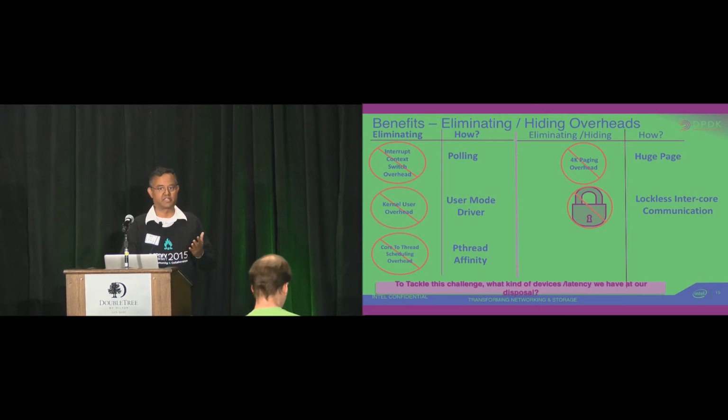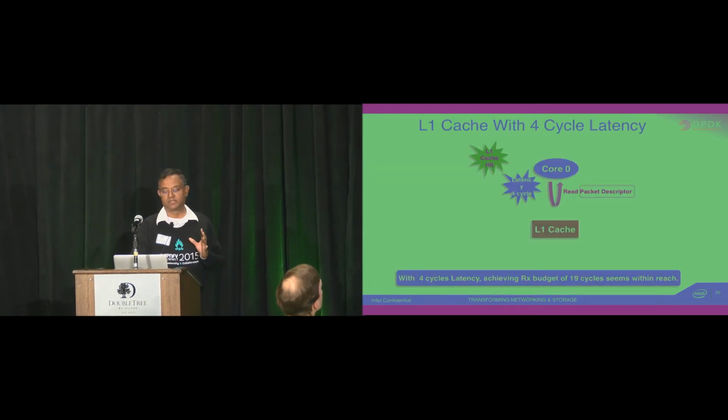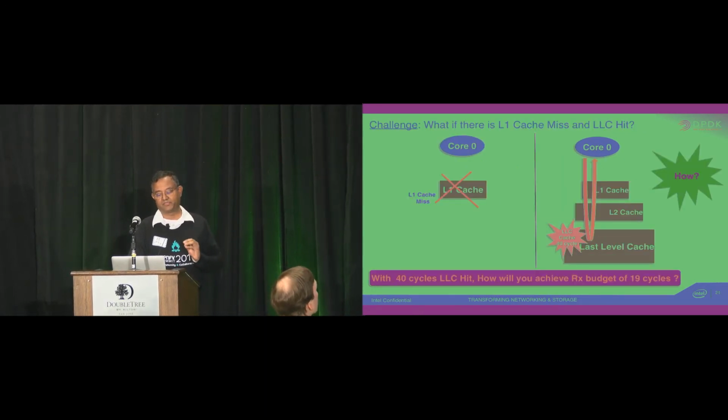And then lockless communication is another mechanism, and then high throughput. So that is the way we go. But let's look at the latency, right? You have L1 cache. If you are getting a hit, you are talking about 4 cycle latency. For a 19 cycle receive budget, 4 cycles seems to be fine. But what if there's an L1 cache miss and then an L3 cache hit?